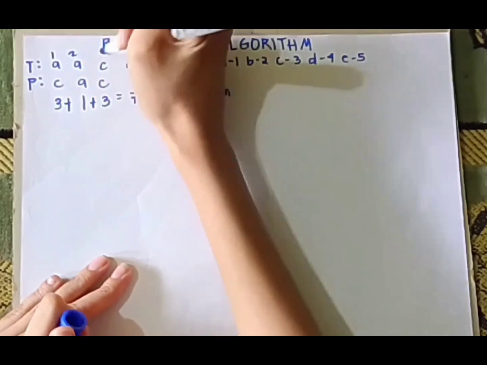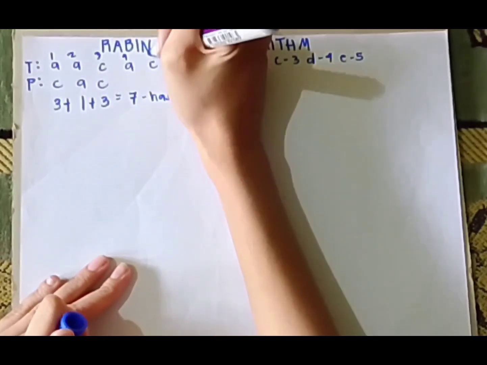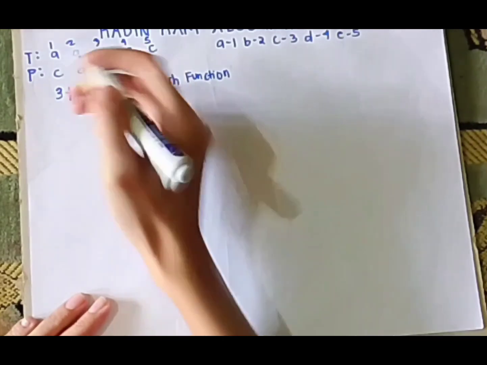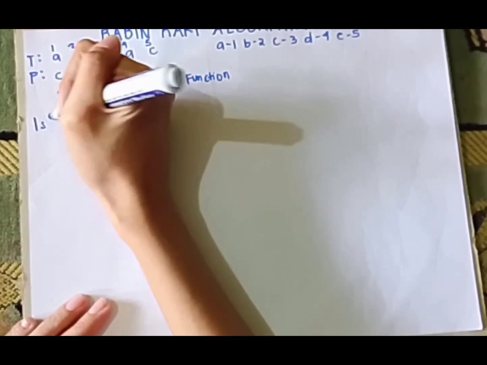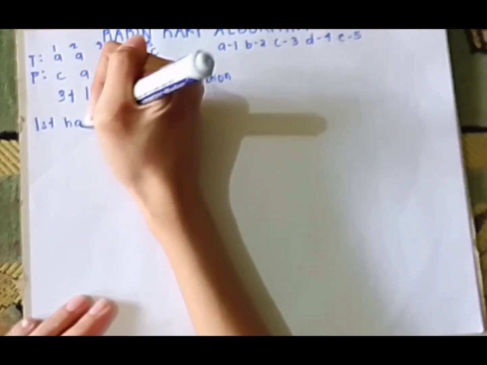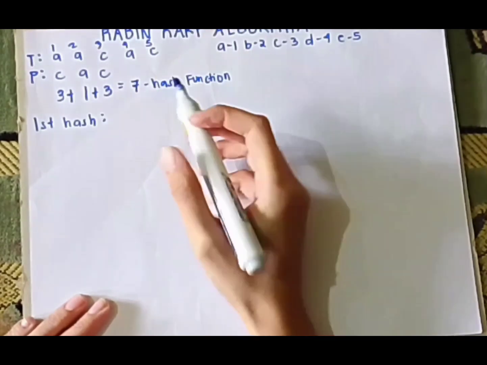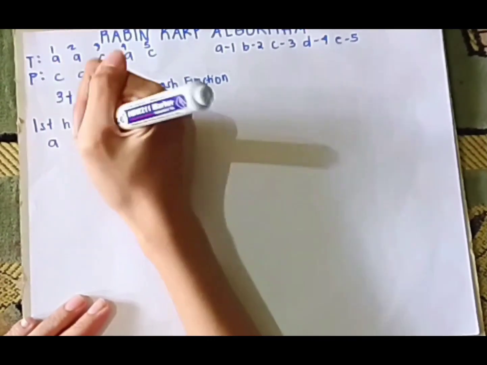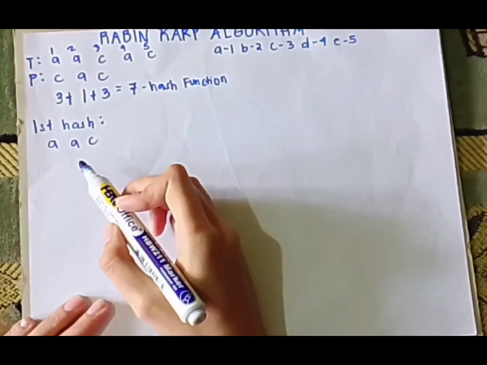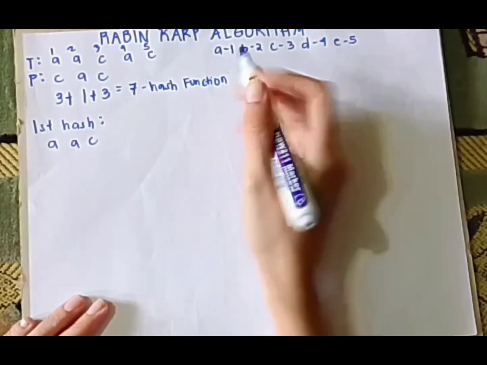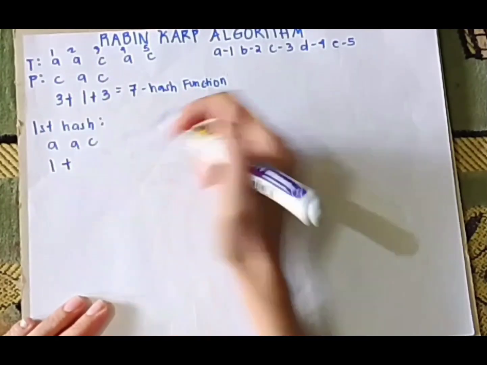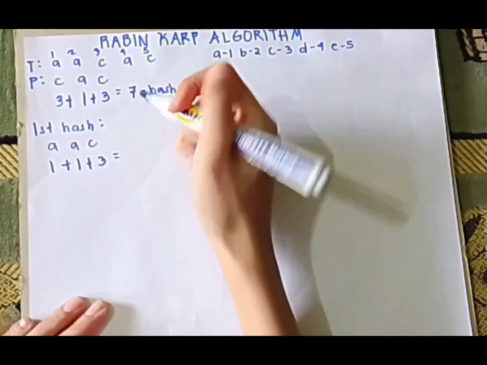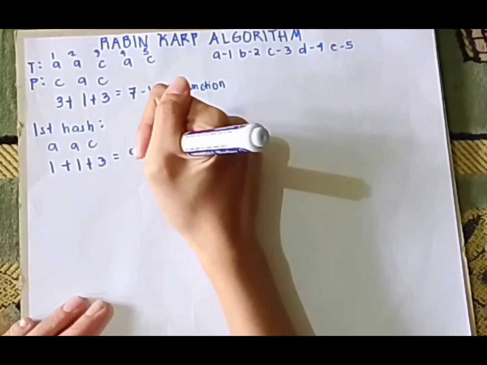Now let's put the index. Now let's start our first hashing. Now let's put the A and C for our first hashing. So now let's put the numeric value 1. A is 1 and C is 3. So now the result is 5.